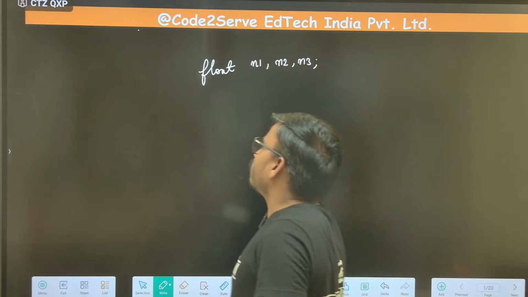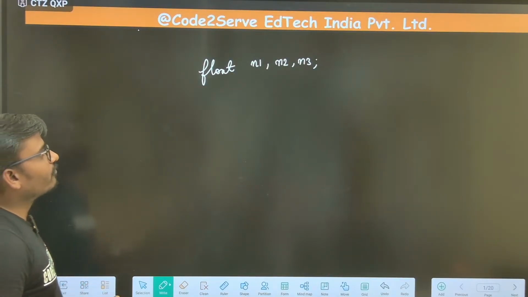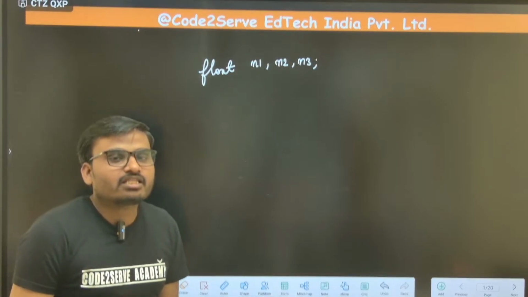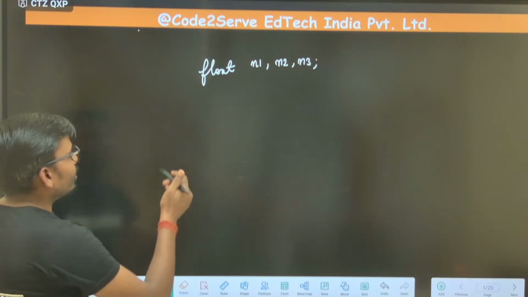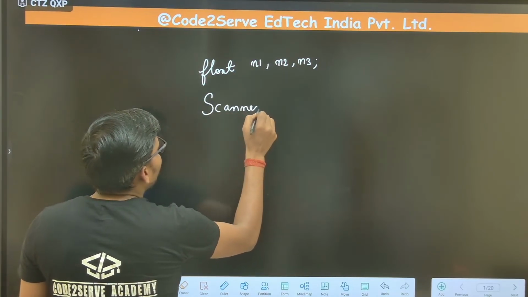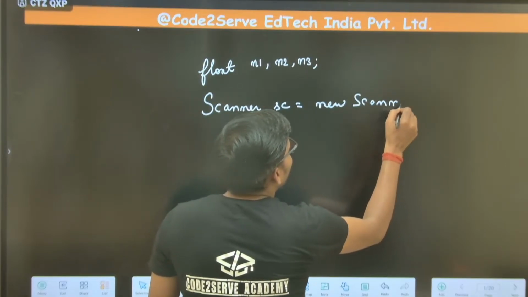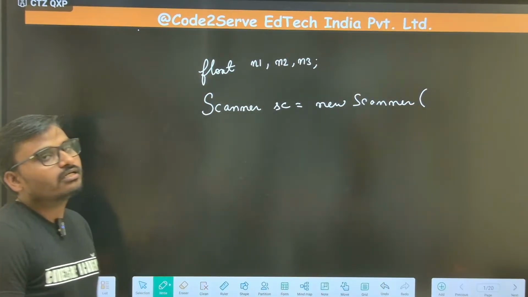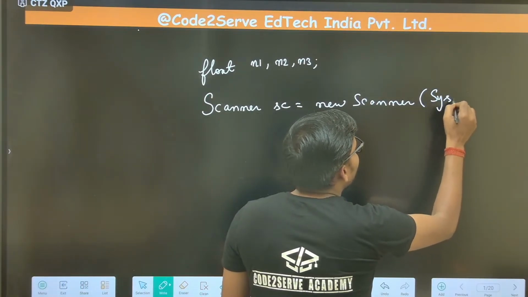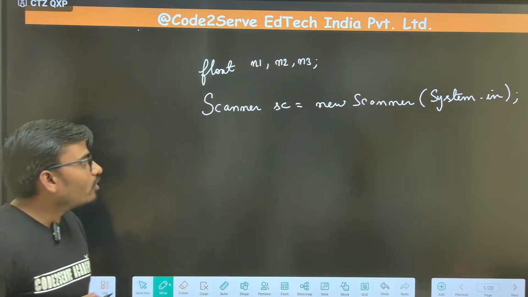Okay, so after declaring the variables, we'll take the input. To take input, first we have to create the Scanner object. To create the Scanner object, we'll write Scanner sc is equal to new Scanner, and in this new Scanner we are passing System.in. So we'll quickly write System.in.